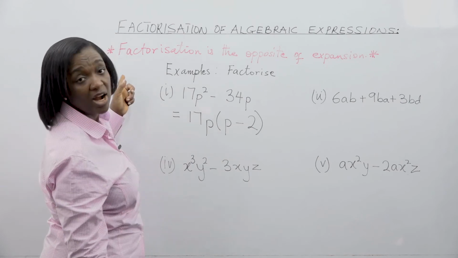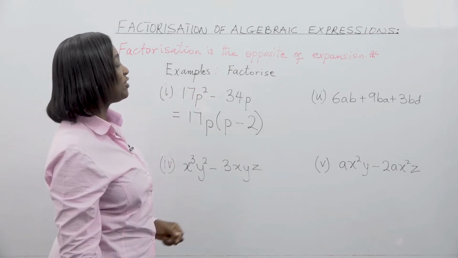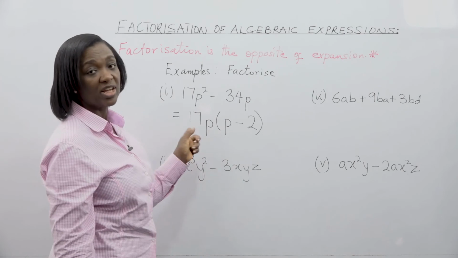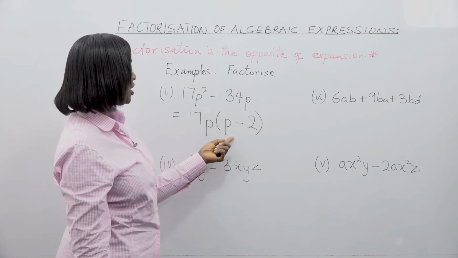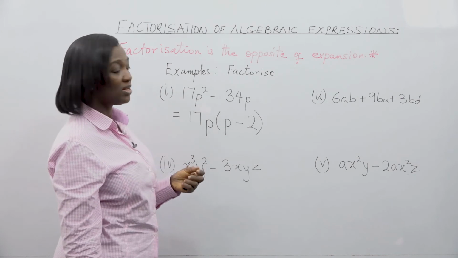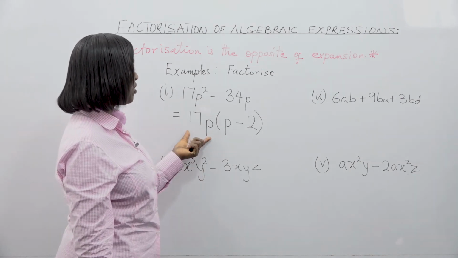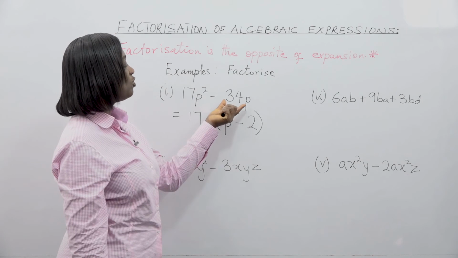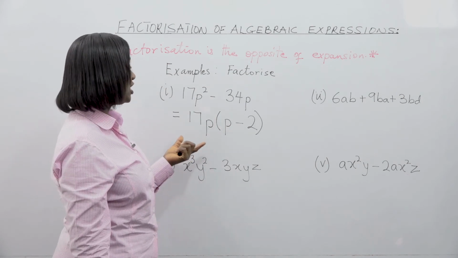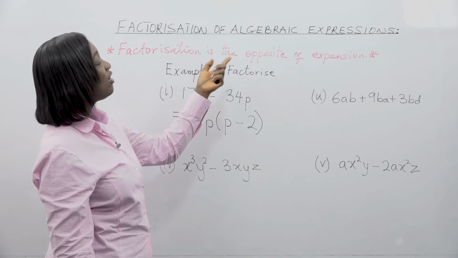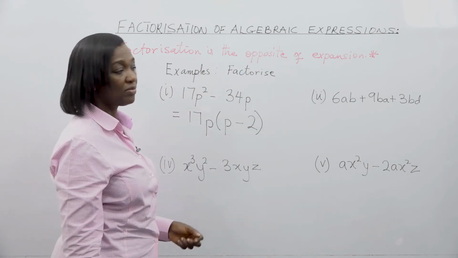We mentioned earlier on that factorization is the opposite of expansion. We can quickly check that mentally. 17p times p will give us 17p squared. And 17p times minus 2 will give us minus 34p. So indeed, factorization is the reverse of expansion.